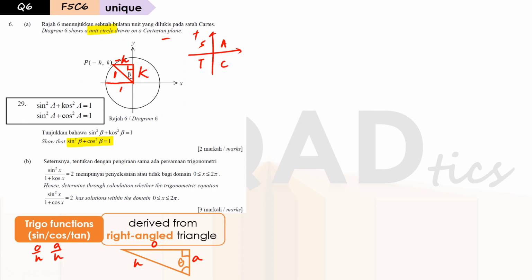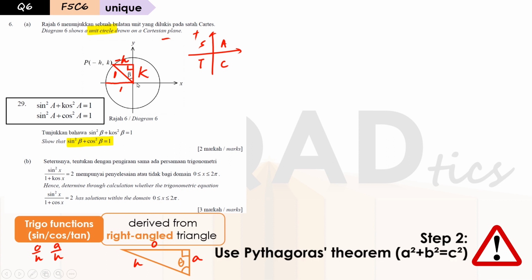So what's next? Since they are telling us to prove this formula, which is an equation, we need to form an equation first. But what equation involves right angle triangles? Let's think back. One of the formulas that depends on the right angle triangle is the Pythagoras theorem, right? So we can use these three values to form the Pythagoras theorem, which is this.